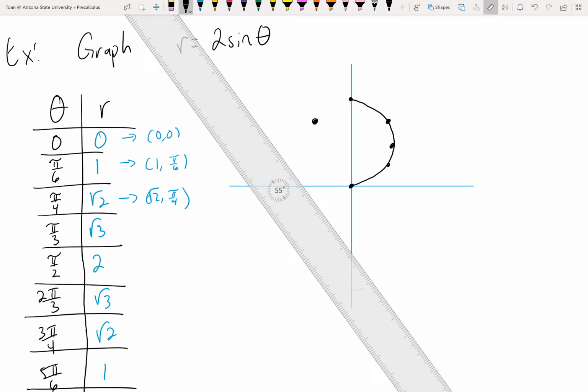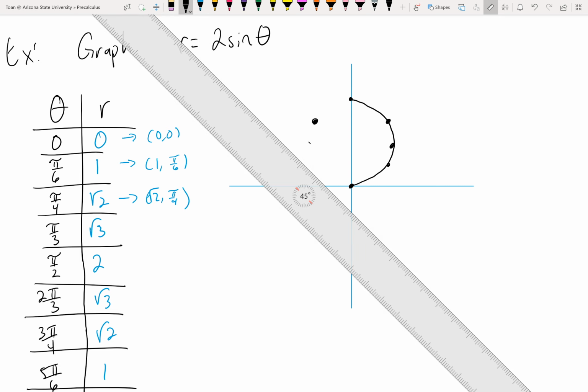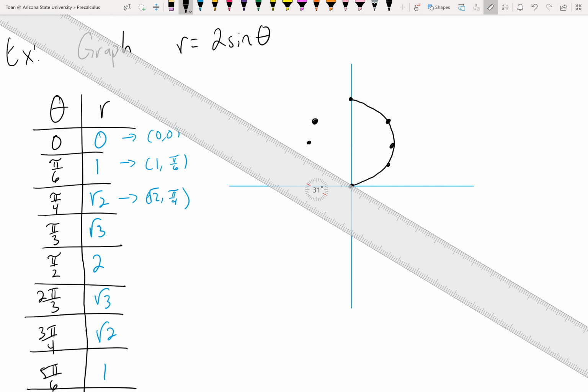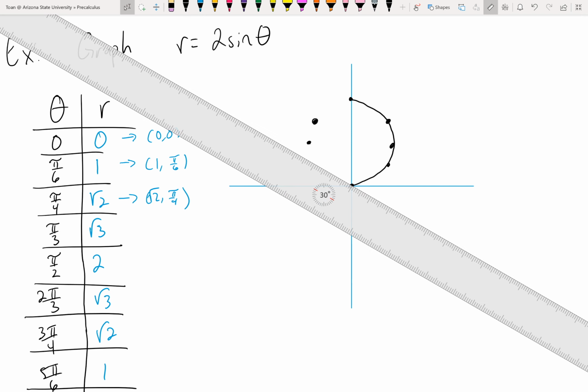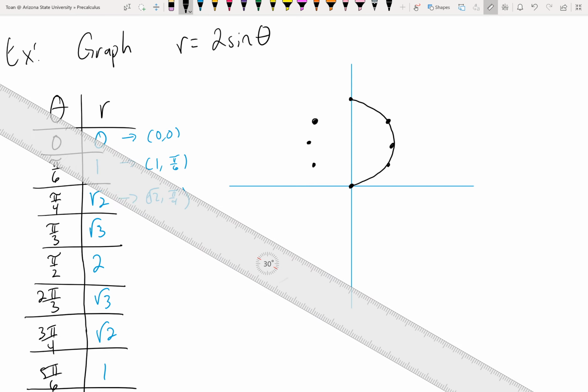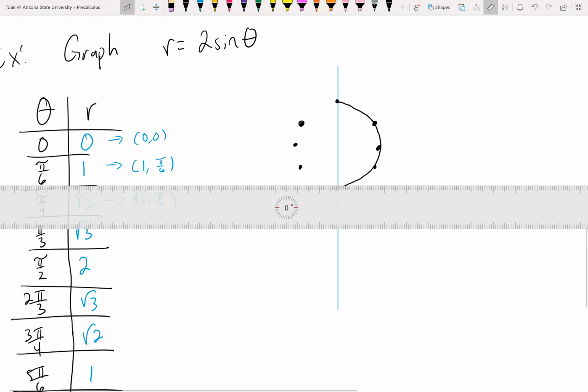At 3 pi fourths, which is a reference angle of 45 degrees, he is at, what's that? Radical 2, which we said in our system was 2.8. So 2.8 inches. I'm going to say somewhere right there. And then at 5 pi 6, he's at 1 inch. So 5 pi 6 is a reference angle of 30 degrees. And we said that 1 was about 2 inches here. Right there. And then at pi, which is right here, he's back at the origin because it's pi comma 0.